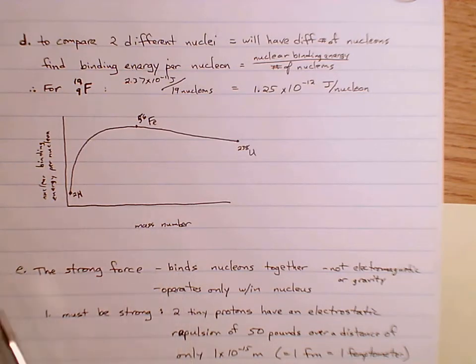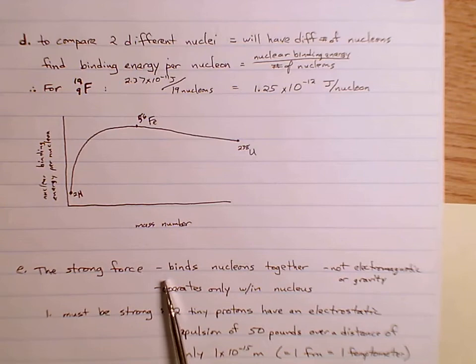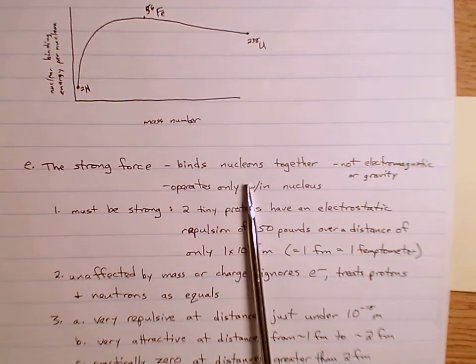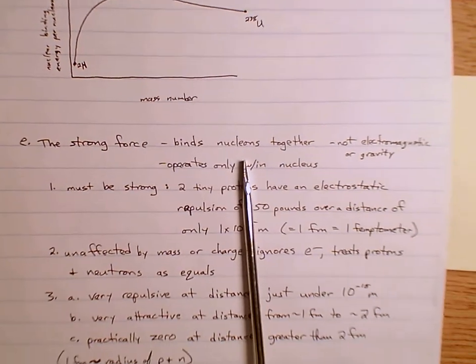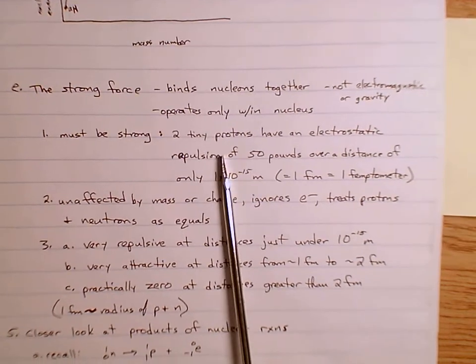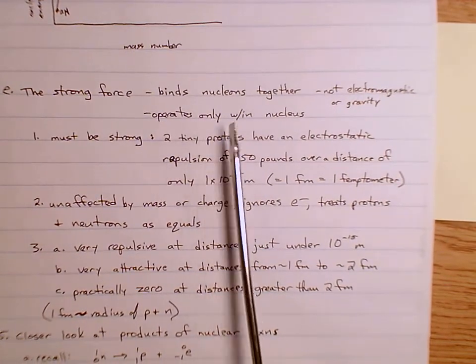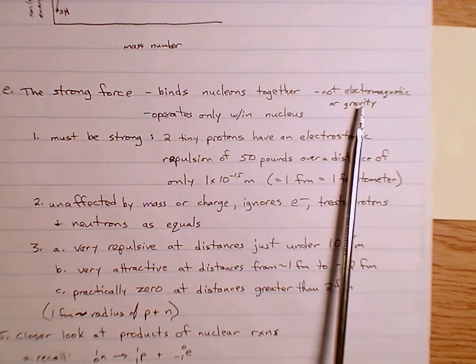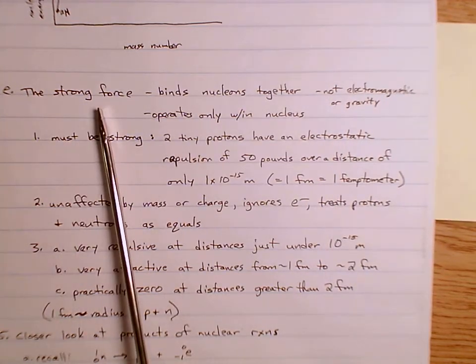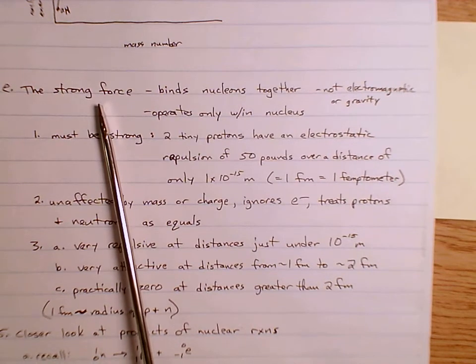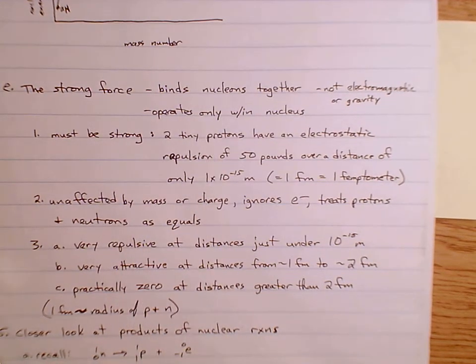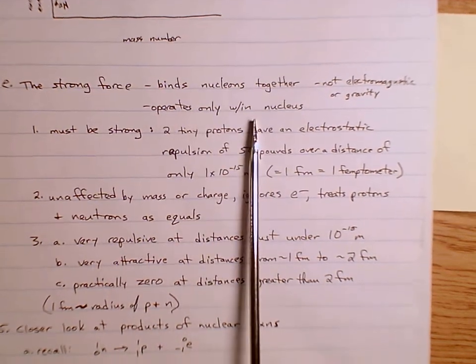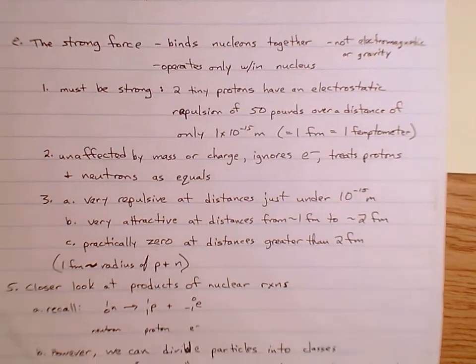So what holds these nuclei together? That would be the strong force. That's what bonds the nucleons together. The four fundamental forces are the strong nuclear force, the weak nuclear force, the electromagnetic force, and gravity. It's not gravity, it's not electromagnetic, it's the strong force that holds the nucleons together, and it operates only within the nucleus. A few things about the strong force.